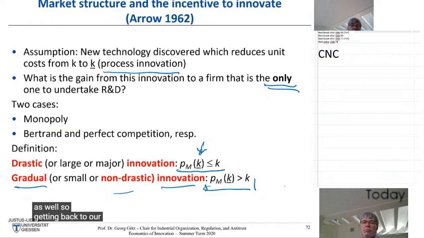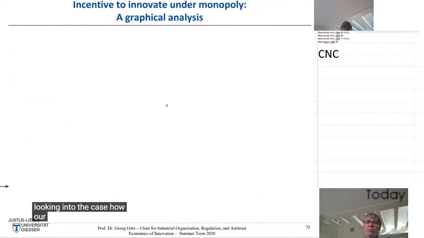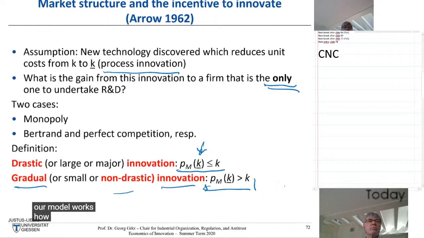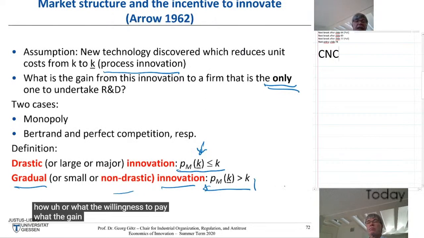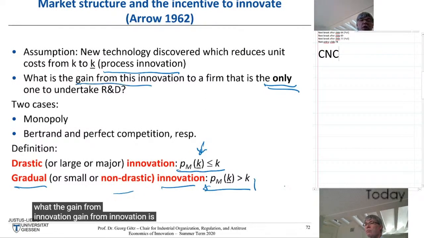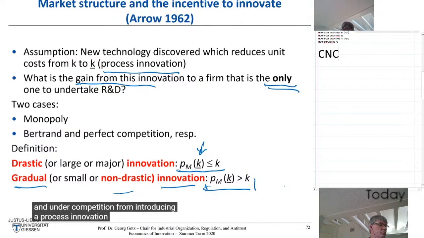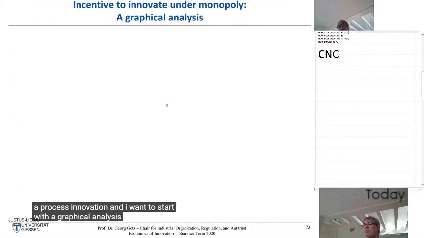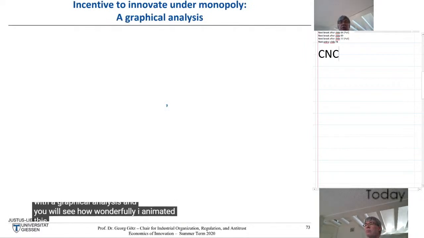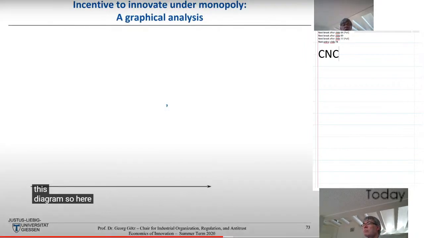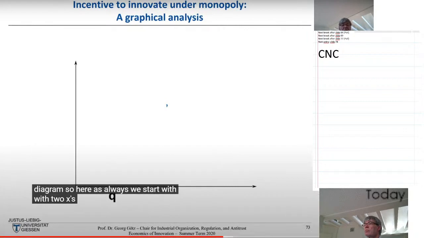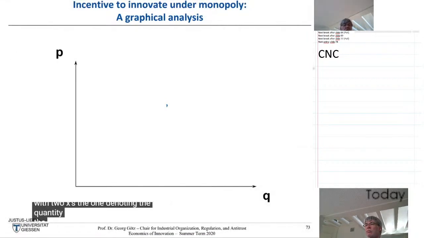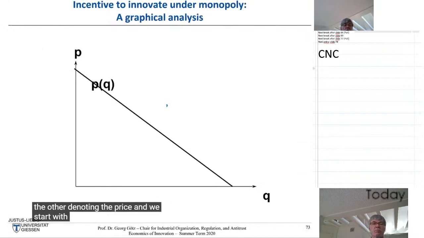So, getting back to our formal analysis, we are now looking into the case how our model works, what the willingness to pay, what the gain from innovation is under monopoly and under competition from introducing a process innovation. And I want to start with a graphical analysis, and you will see how wonderfully I animated this diagram. So here, as always, we start with two axes, the one denoting the quantity, the other denoting the price, and we start with a demand curve.